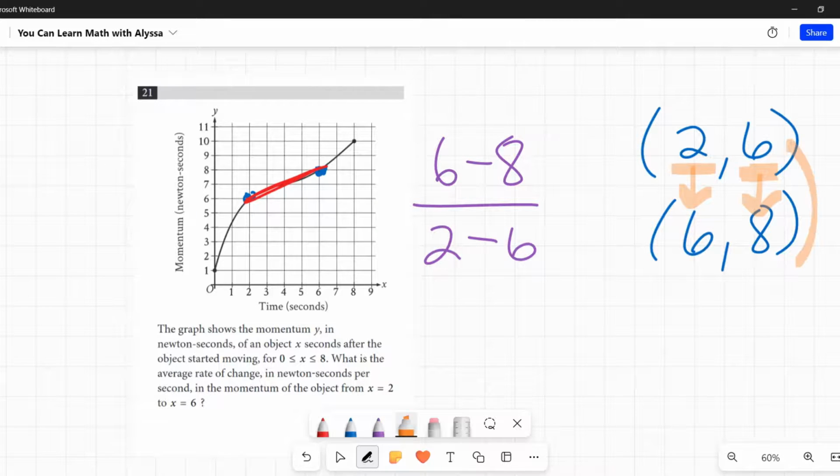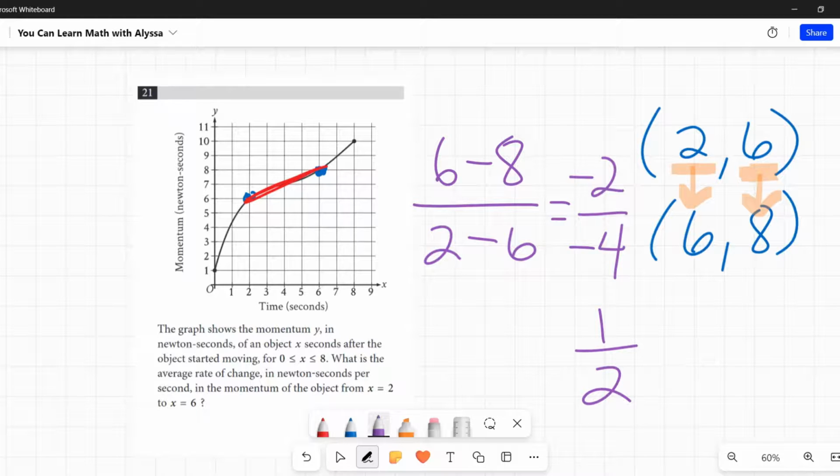I also could have started with the 8 and subtracted the 6 on top and then had 6 minus 2 on the bottom. You will get the same answer either way. Just make sure you're going in the same direction: either 6 minus 8, 2 minus 6, or 8 minus 6, 6 minus 2. All right, so here 6 minus 8 is -2 and 2 minus 6 is -4. -2 over -4 simplifies to 1/2. That is my slope, and that is my average rate of change between those 2 points.